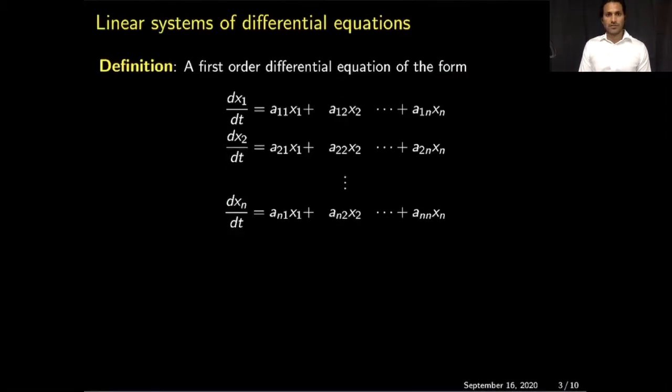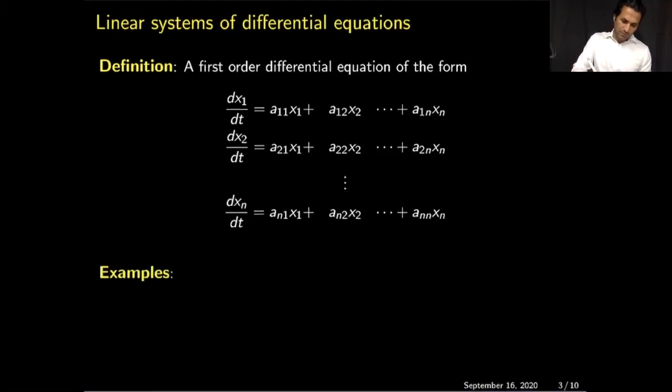A linear system of differential equations is of this form, where you have two or more dependent variables and only one independent variable. All the dependent variables are of degree 1, or in other words, they are linear. And all the derivatives are taken with respect to only one independent variable. For example, in this case, it is t.